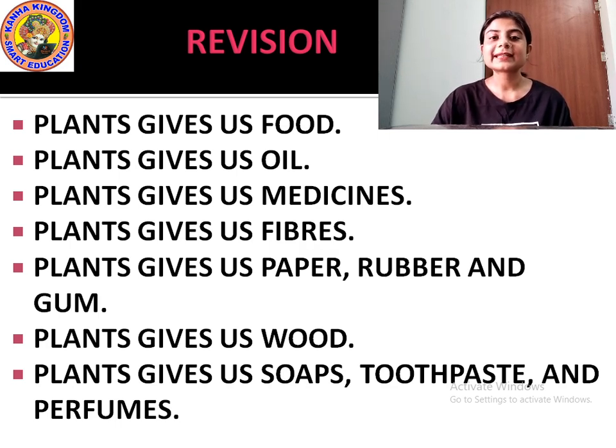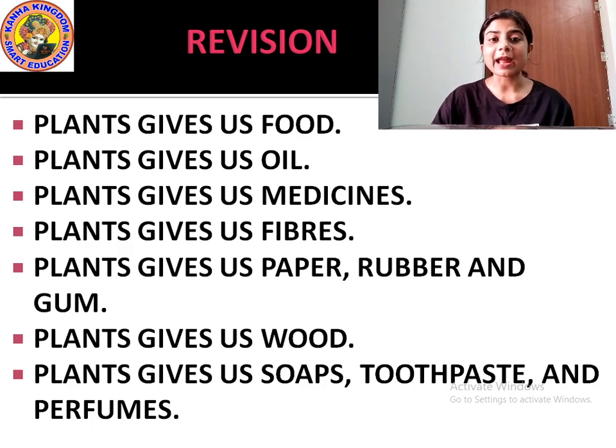Understood? So these are the different products that we get from plants. For example, food we get from plants, the different kinds of food like fruits, vegetables, cereals, pulses. Then oil, all these things are obtained from plants. Plants also give us medicines. Some plants have medicinal use, for example tulsi, neem, brahmi. These plants are used to make medicines also.